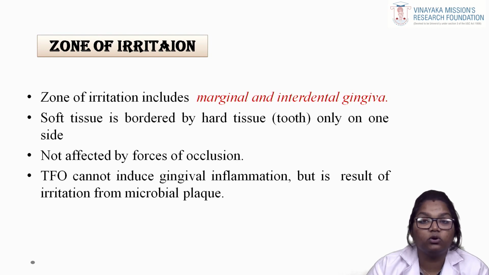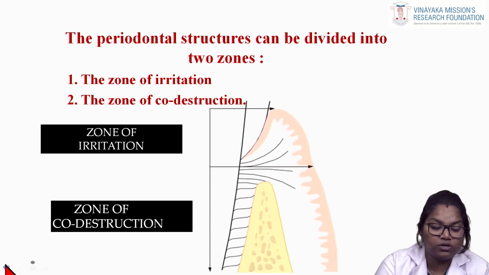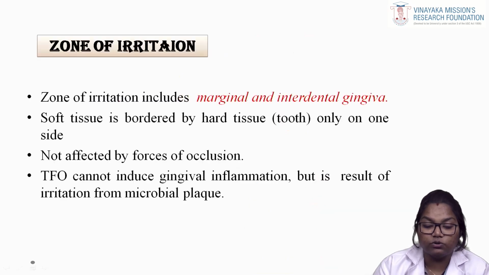So coming to what is the zone of irritation. As I said earlier, it includes the marginal and the interdental gingiva. The soft tissue is bordered by hard tissue on one side and soft tissue on the other side. So it is not affected by the forces of occlusion. In this picture we have your soft tissue and the hard tissue, and this structure is not going to be affected by your occlusion.